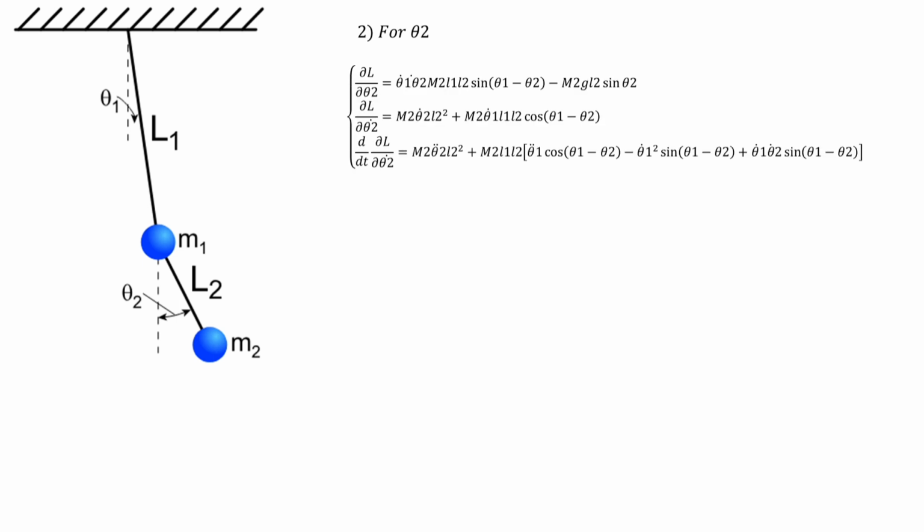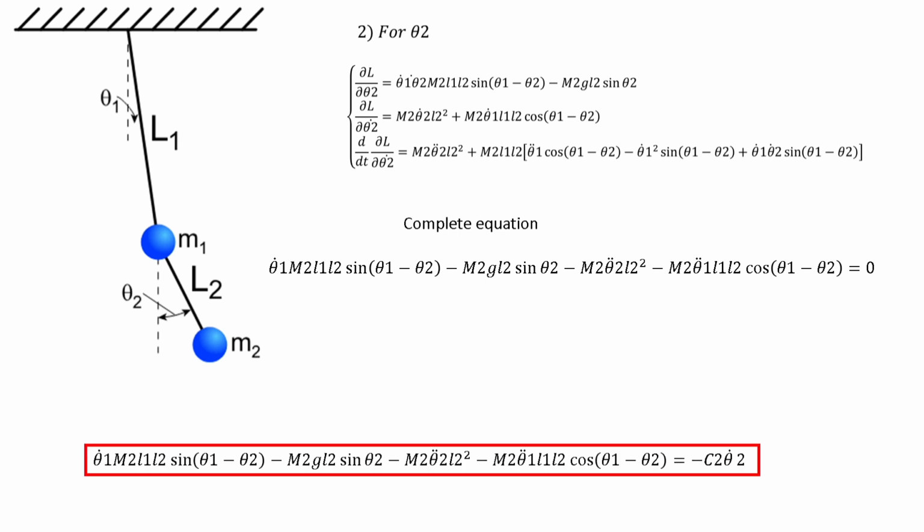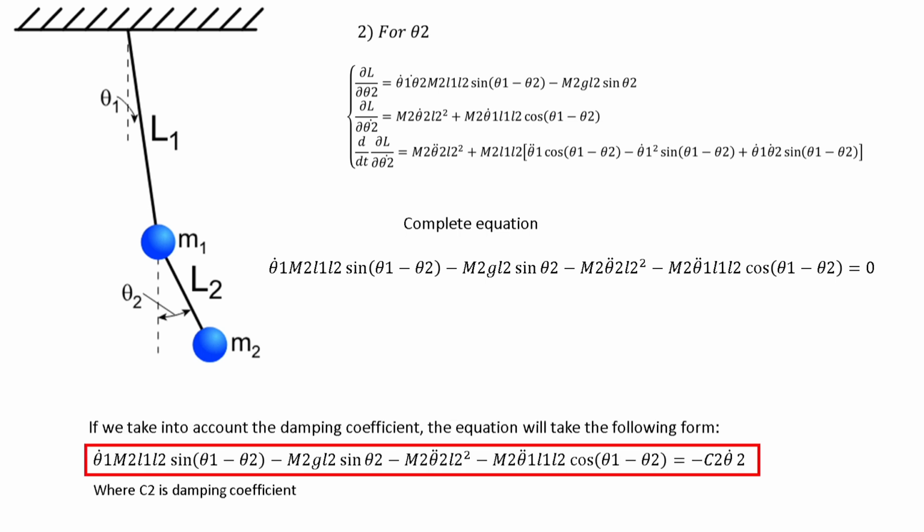Let's do the same for theta 2. Let's write out the system. Let's find the complete equations. Let's substitute C2 for theta 2, where C2 is the damping coefficient for the second hinge.